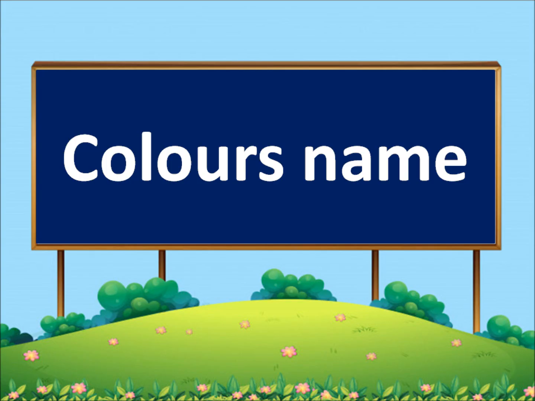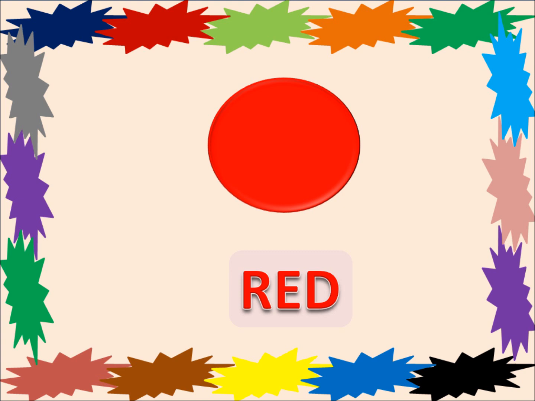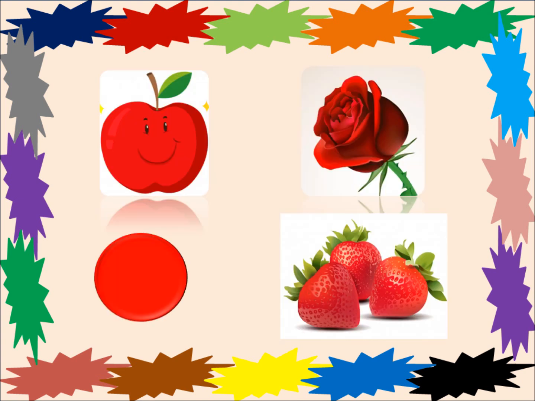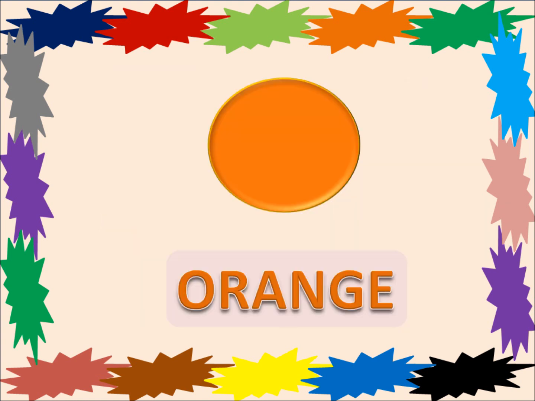Today in this video you will learn about different colors and their names. Red. R-E-D, red. Here you can see different objects which are red in color like an apple, rose, circle and strawberries.